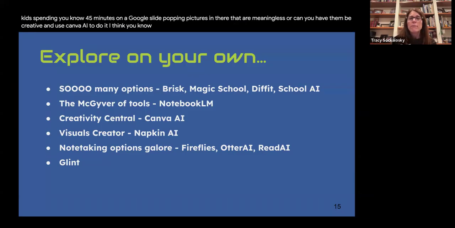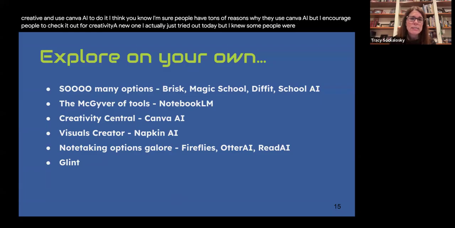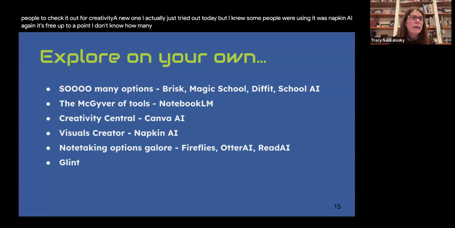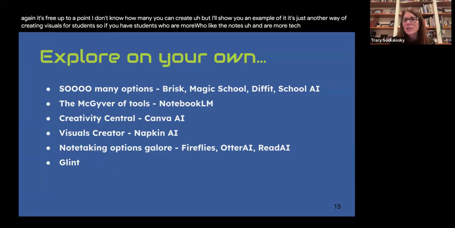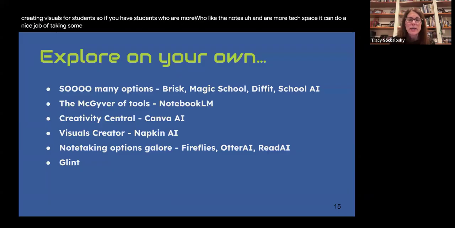I'm sure people have tons of reasons why they use Canva AI, but I encourage people to check it out for creativity. A new one I actually just tried out today, but I knew some people were using it, was Napkin AI. Again, it's free up to a point. I don't know how many you can create, but I'll show you an example of it. It's just another way of creating visuals for students. So if you have students who like the notes and are more text-based, it can do a nice job of taking some text and making it look pretty cool.